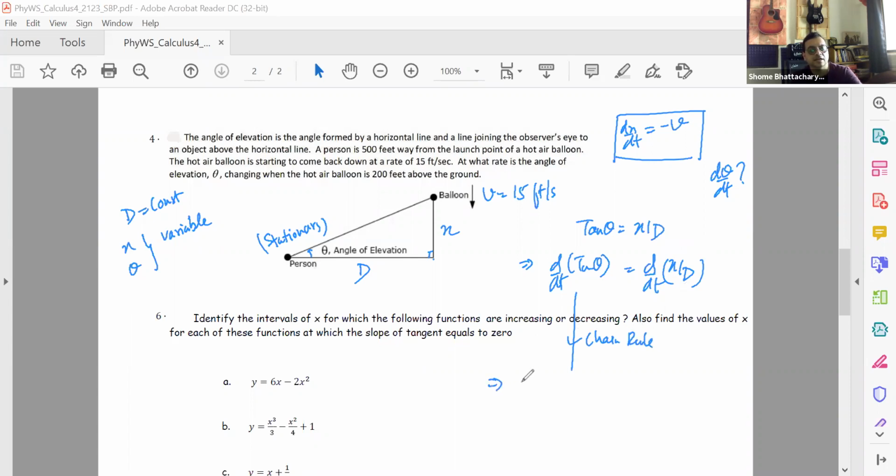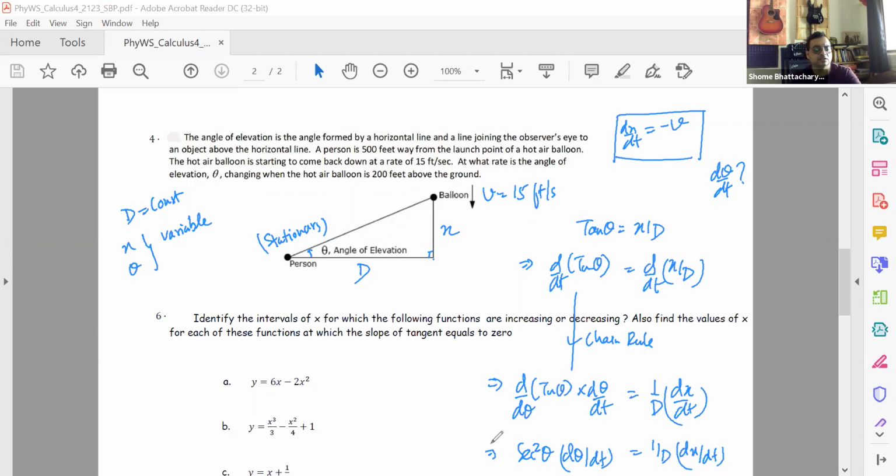So d by dt of tan theta is d by d theta of tan theta into d theta by dt. This is my chain rule step. On the other side, capital D is a constant, so I can just bring it out and write it as dx by dt. So sec square theta is the differentiation of tan theta with respect to theta. So sec square theta into d theta by dt should be equal to 1 by d into dx by dt.